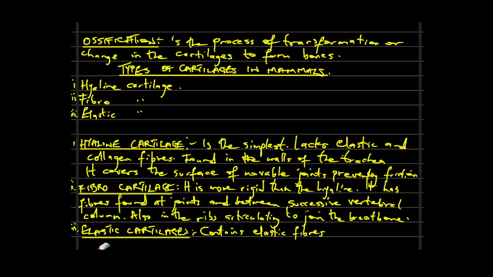The property of the elastic fiber is the reason why cartilages are flexible. So it gives it its flexibility. It contains elastic fibers which enhance flexibility. That is the major function of the elastic cartilage. It is present in the epiglottis, and also found in the pinna.